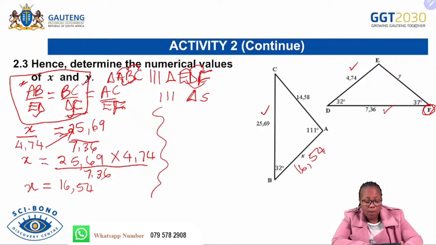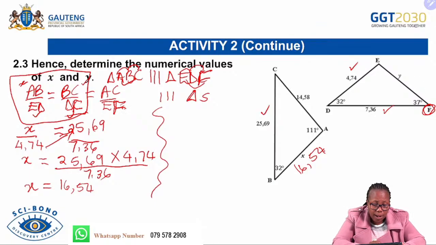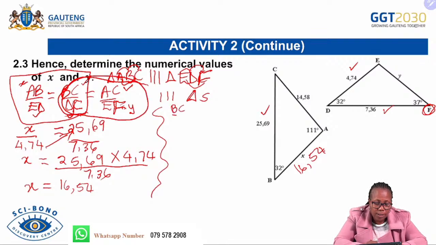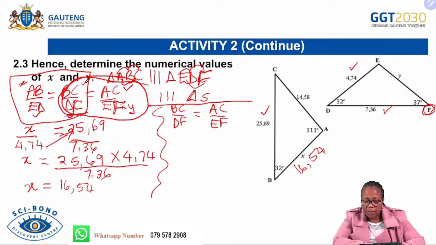Let's check now. How are we going to get Y now? Y is EF. That means Y is EF. It's here. And then do we have AC? Yes, AC is 14,58. Can you see that, grade 12? Now we can take these two ratios here to find that one. We are going to use BC over DF equal to AC over EF. And then let's substitute now. How much is BC?